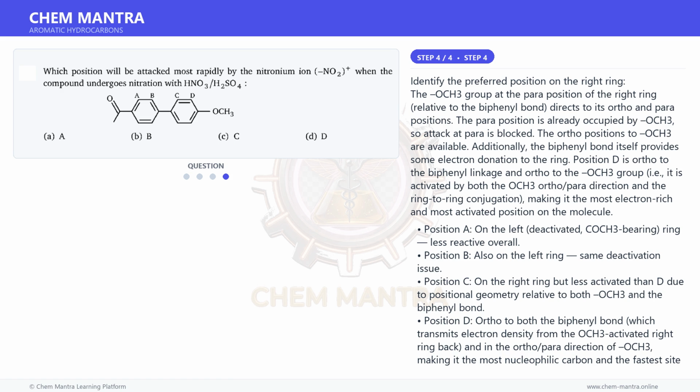Additionally, the biphenyl bond itself provides some electron donation to the ring. Position D is ortho to the biphenyl linkage and ortho to the OCH3 group, i.e., it is activated by both the OCH3 ortho-para direction and the ring-to-ring conjugation, making it the most electron-rich and most activated position on the molecule.